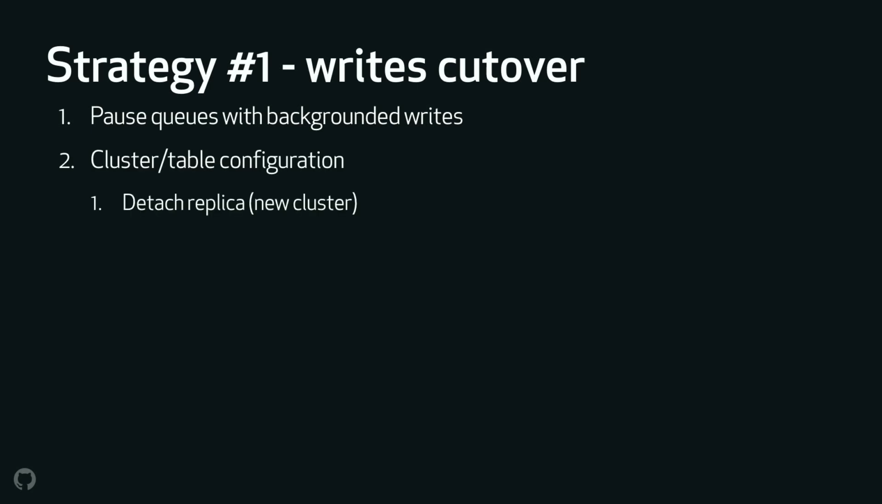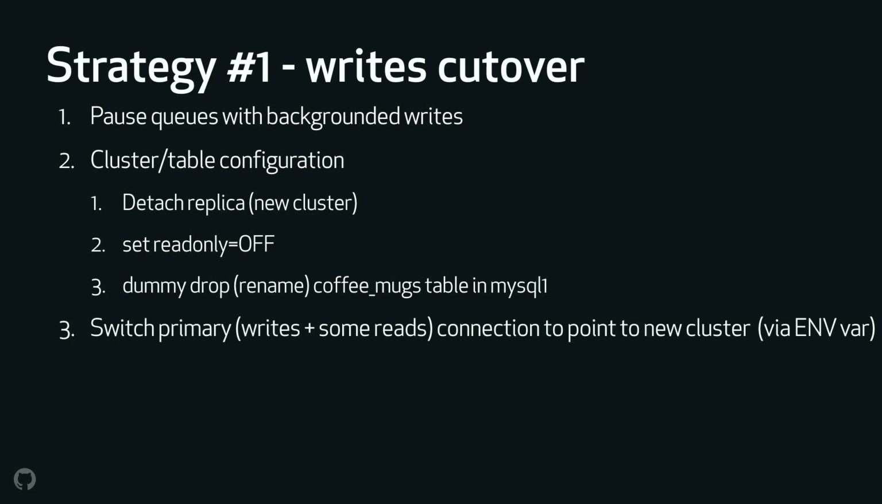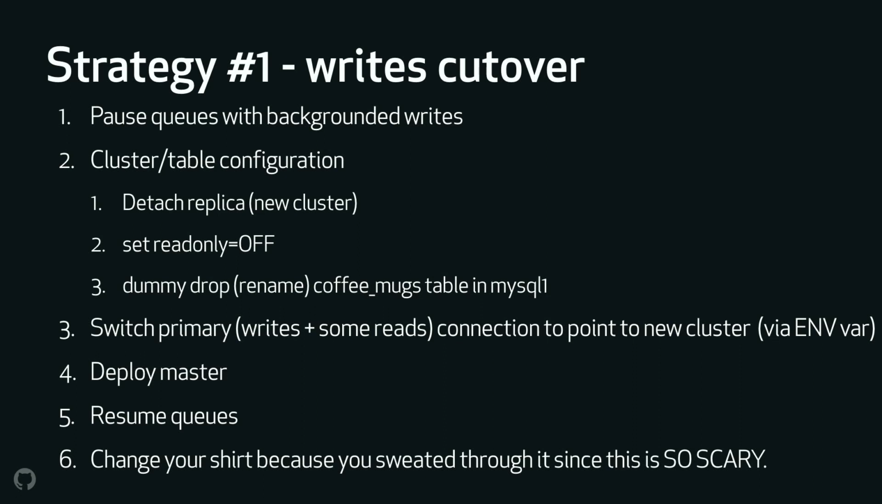So now for the writes. This is where it gets interesting. So we would pause the queues with all of the backgrounded writes. So at this point, we have no writes coming in to that table. Then update some configuration: we detached the replica and made it writable, so at this point we could do writes to it. Then we dummy dropped the coffee mugs table in MySQL 1, which is just a rename. So at this point, once again, no writes coming in, and that table no longer exists in MySQL 1. Then switch the primary connection to point to the new beverages cluster, deploy to master, and resume the writes. So at this point, they'll all be hitting the beverages cluster, and then change your shirt because this is really scary.